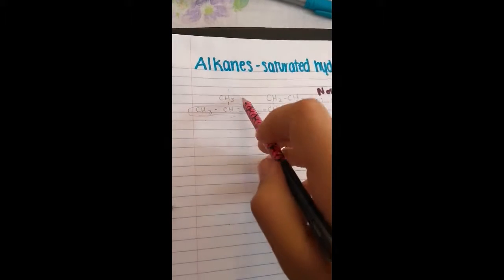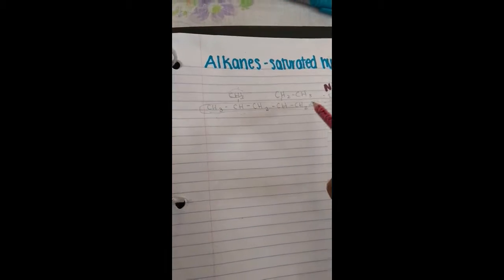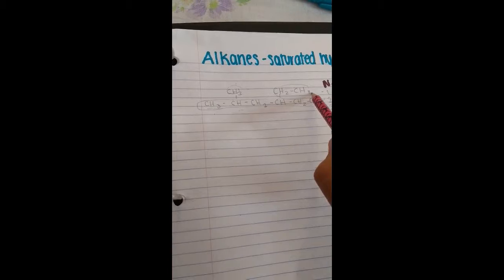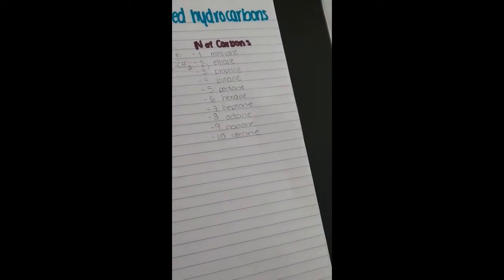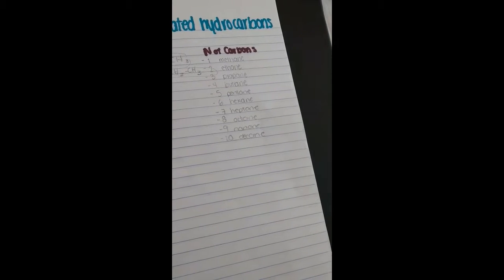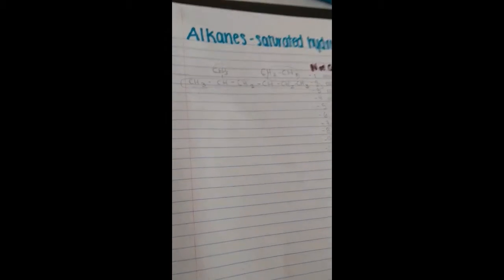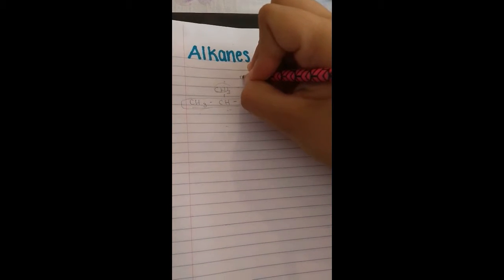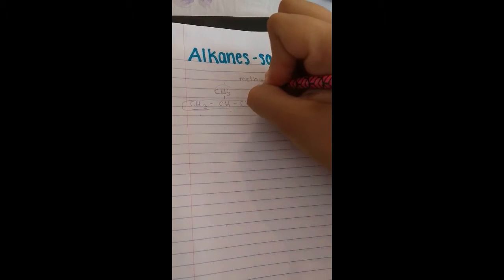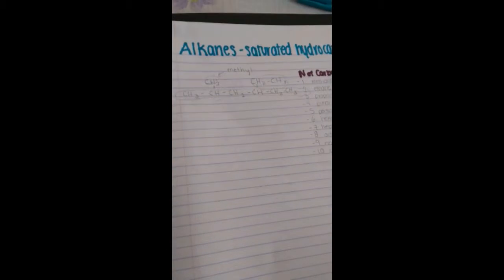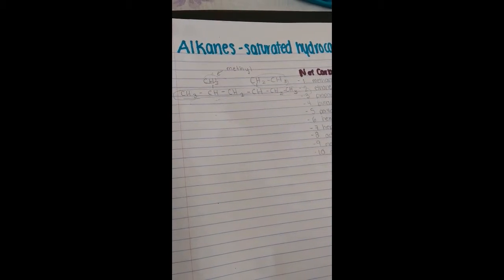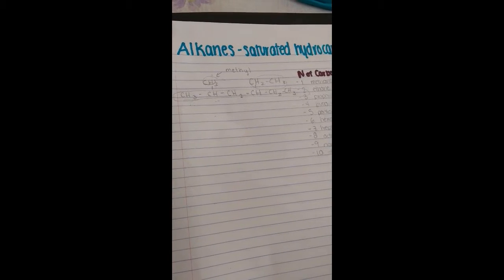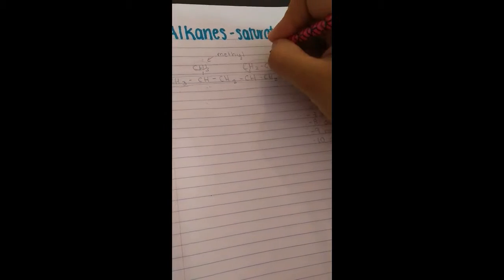Then we need to identify the alkyl groups. There are these ones, and with this we can identify if it is a methyl, ethyl, propyl, butyl. We have a methyl here. After, we have an ethyl.